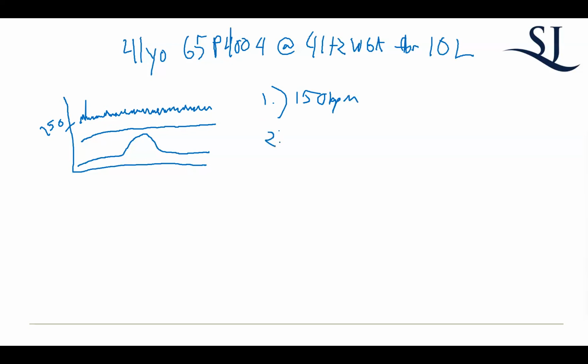Next, what's the next thing you look for? Variability is the next thing you look for. So your variability here is, this is what moderate variability looks like. So you have moderate variability, which is good.